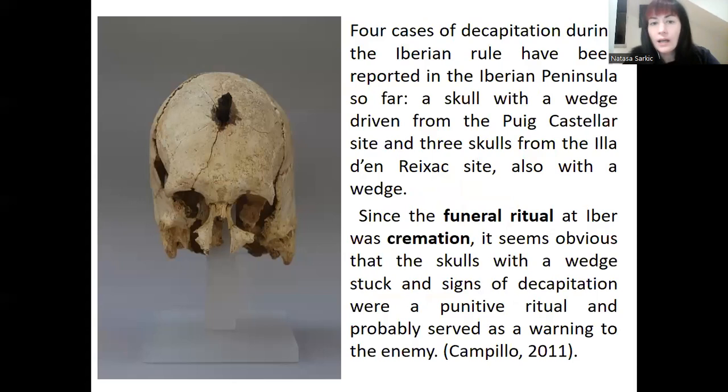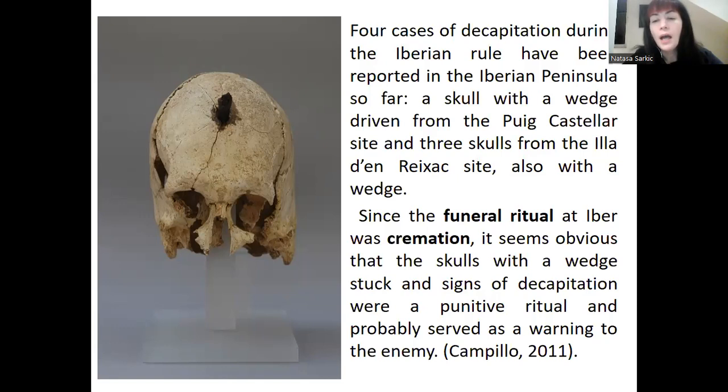All of them were used as trophies, with a huge nail put in their head, like with a hammer. Another important thing is that the funeral ritual of the Iberians is cremation. So the only cases when individuals were not cremated were for trophy purposes, such as those skulls. And it seems obvious that those skulls with the nails or wedge were probably stuck in front of houses or villages to keep enemies away, and also to show as a trophy, like, we are good warriors, so stay away.